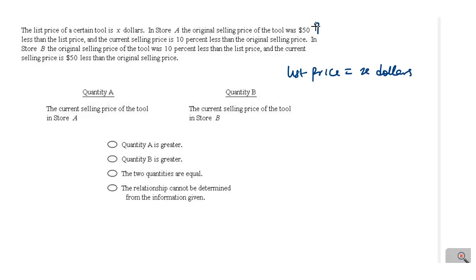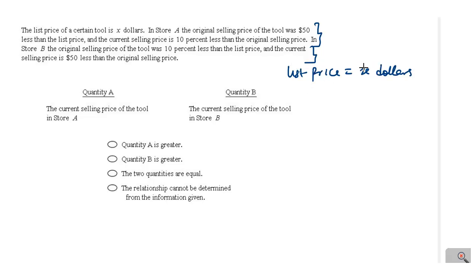So this gives information about what happened in store A. And in store B, the original selling price of the tool was 10% less than the list price, and the current selling price is $50 less than the original selling price. So this gives information about store B. So basically we have two stores, store A and store B.